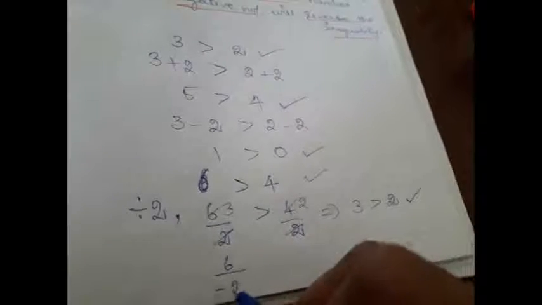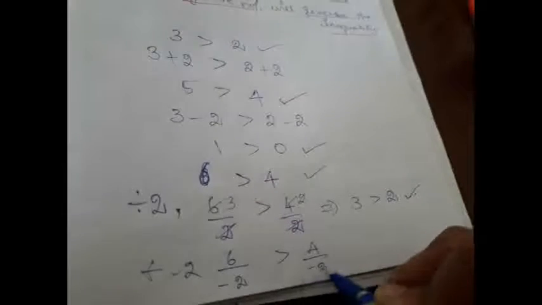Now let us see what happens if we divide by a negative number. 6 divided by, I am going to divide it by minus 2 now, greater than 4 divided by minus 2. So this will become minus 3, this will become minus 2. So this implies minus 3 greater than minus 2. But is it minus 3 greater than minus 2? Which is greater here? Minus 2 is greater than minus 3. Therefore, when we divide by a negative number, the inequality will change.